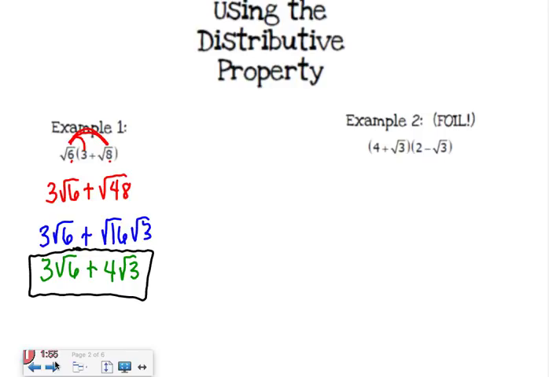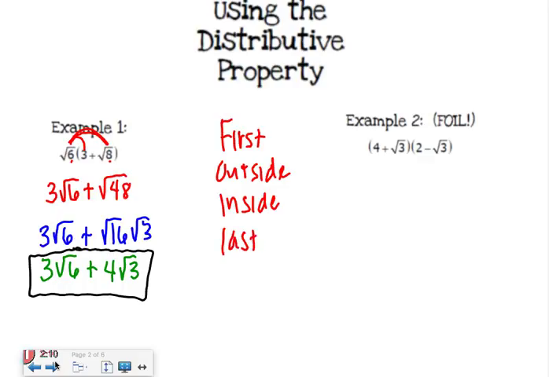And then FOIL, remember, FOIL stands for first, outside, inside, last. So we're just double distributing. It's really just distributing twice, but if we follow the FOIL method, I'm going to take 4, my first, so 4 times 2 and get 8. Now take my outside, so 4 times negative square root 3.